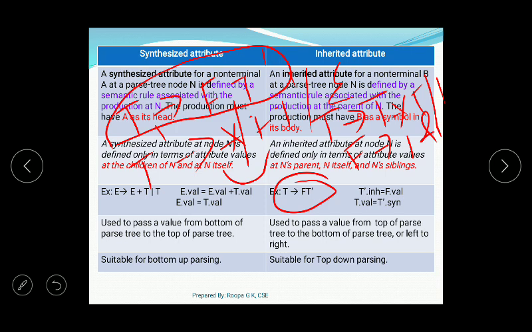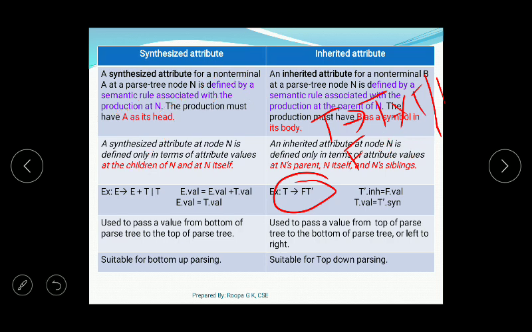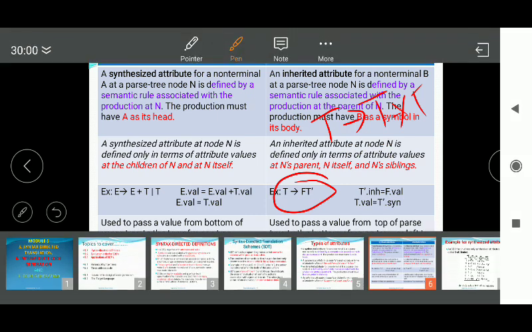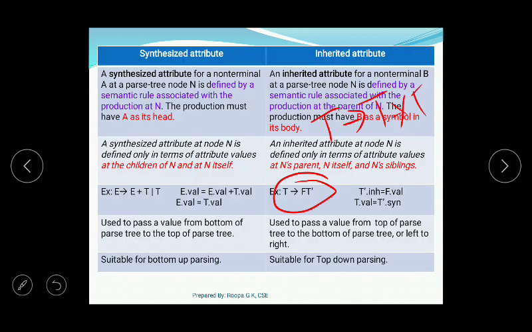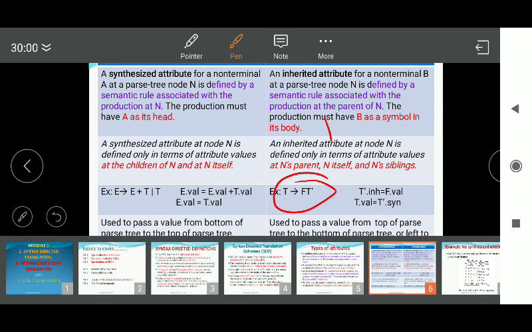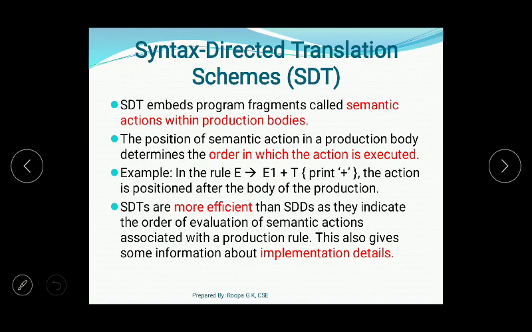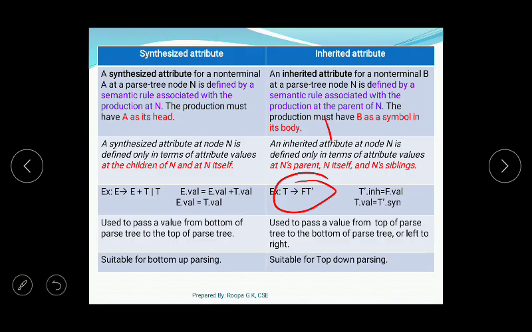So T dash, and one more point according to this definition. Observe that second difference carefully. The second difference is that it is defined only in terms of attribute values at n's parent, n itself, and n's siblings, and B as a symbol in its body.